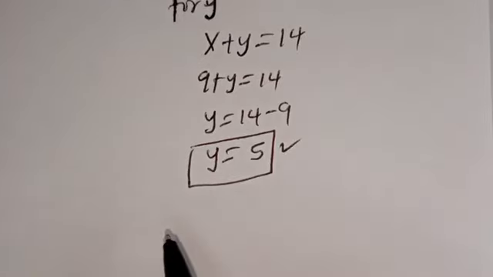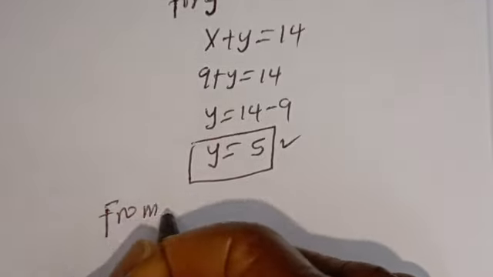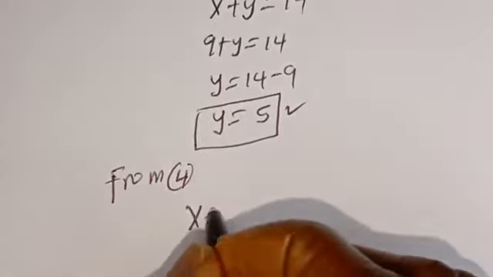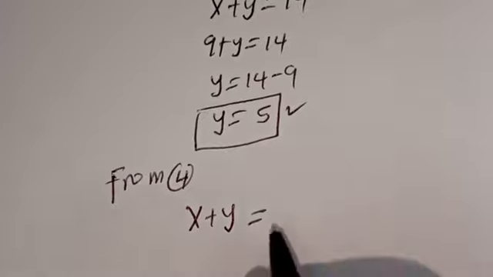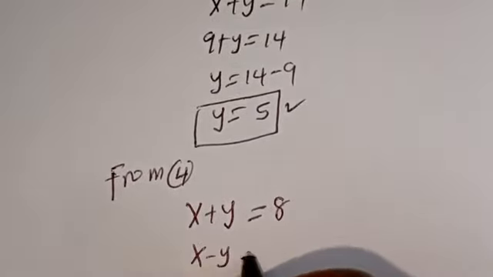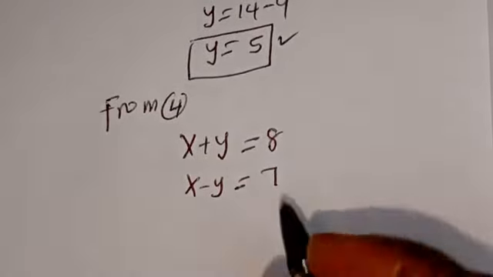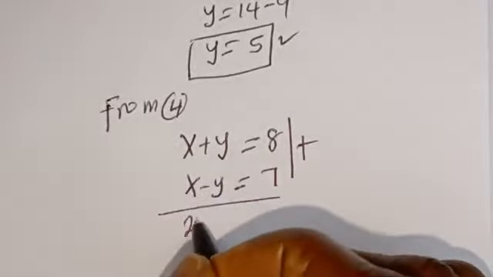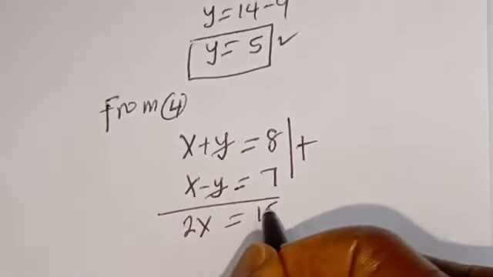Now let's consider the fourth case. From the fourth case, we have x plus y is equal to 8, then x minus y is equal to 7. Now from here we can add the two equations together. x plus x, this is 2x, this will cancel this. 8 plus 7, that is 15.